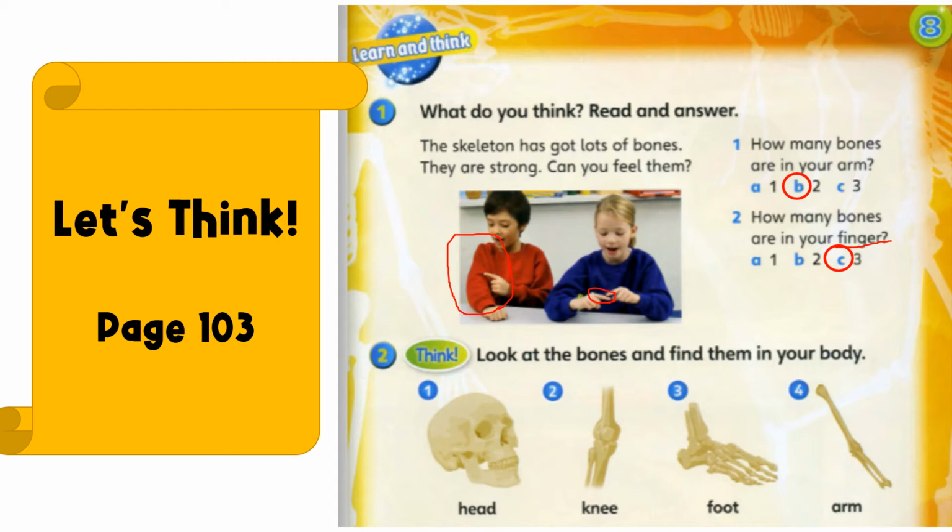Number 2. Look at the bones and find them in your body. So I want you to find this one. Head. Knee. What is the meaning of knee? Lutut. Number 3, foot. And number 4, arm. Okay, awak cari. Awak cuba cari. Kat mana letaknya anggota badan ni? Okay.